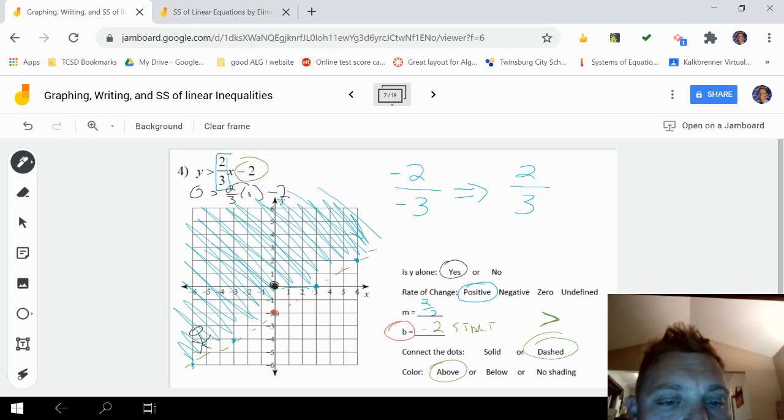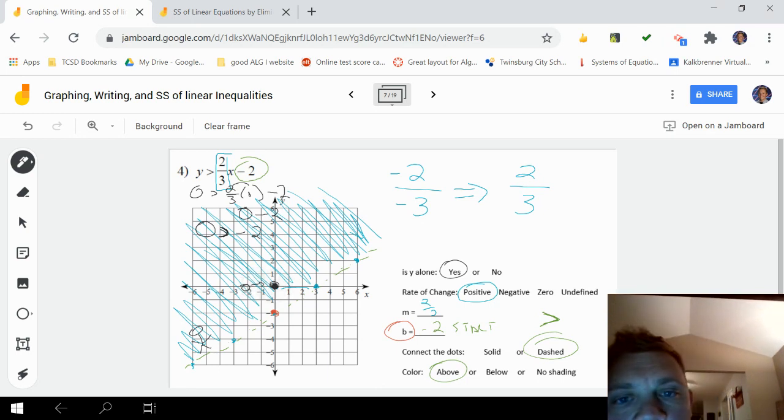2/3 times 0 is 0. Minus 2, we get -2. Is 0 greater than -2? Of course it is, right? Because you can see -2 here is on the x-axis, and to the right is greater than. So we're good to go.